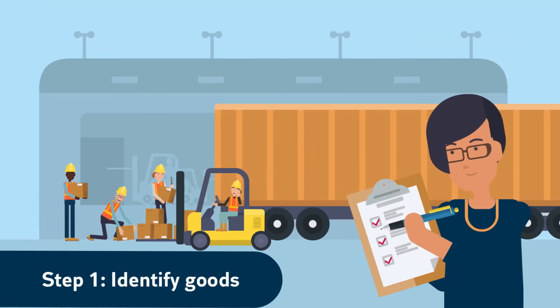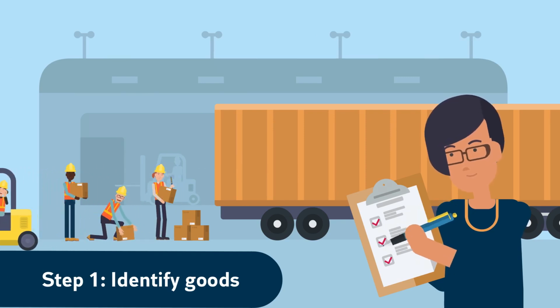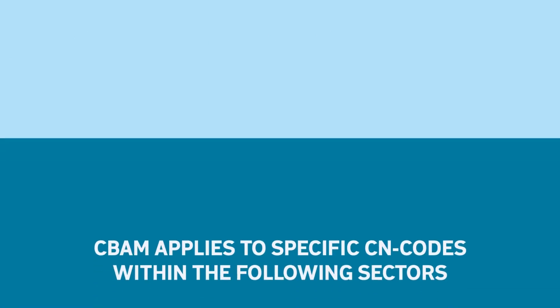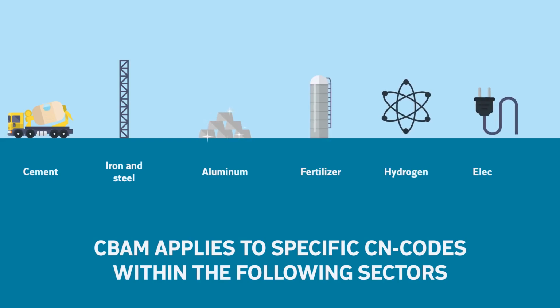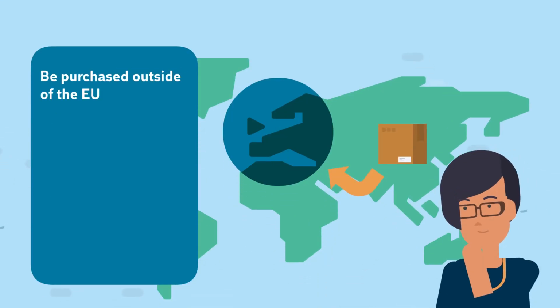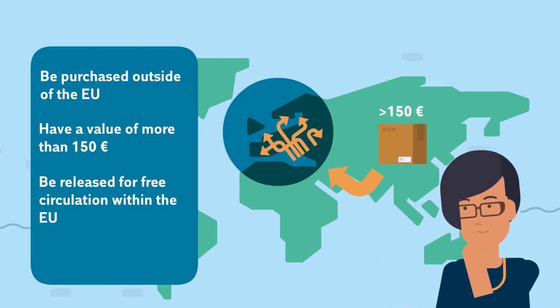The first thing you do is identify which of your imported goods are subject to CBAM. CBAM applies to a range of specific CN codes within the sectors of cement, iron and steel, aluminum, fertilizer, hydrogen, and electricity. Additionally, the goods must be purchased outside the EU, have a value of more than 150 euros, and be released for free circulation within the EU.